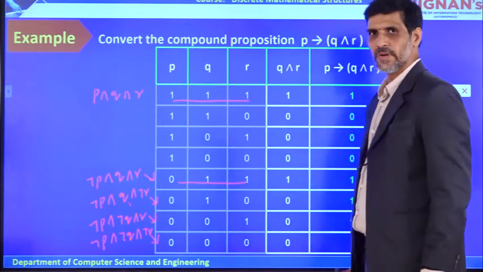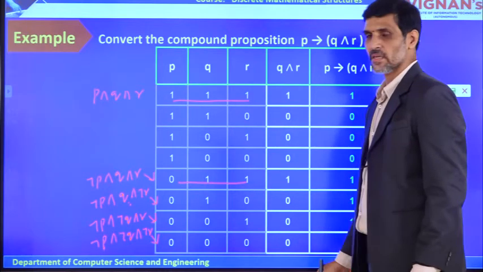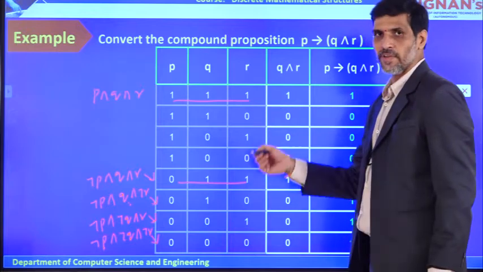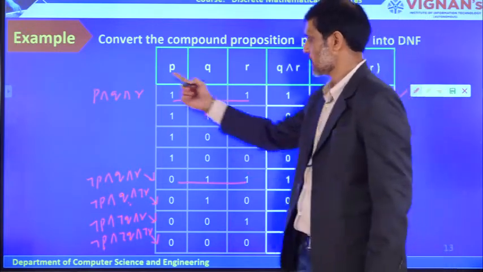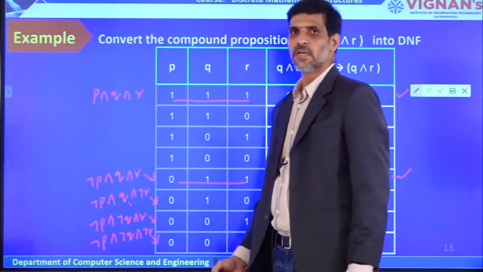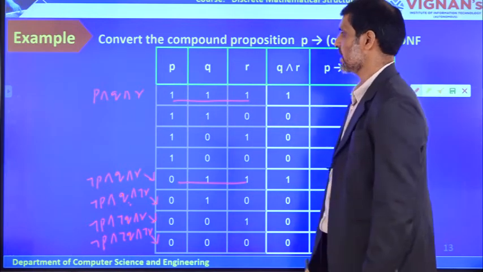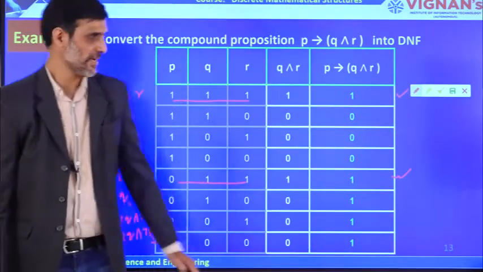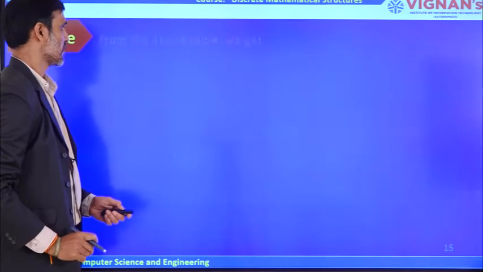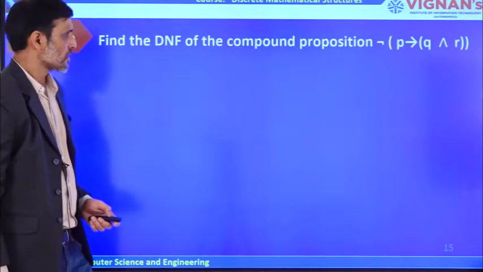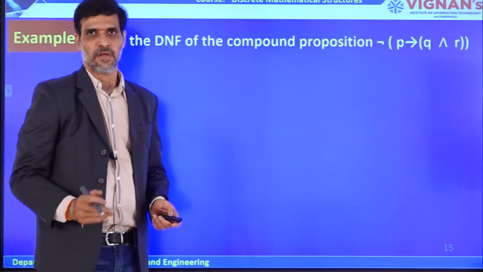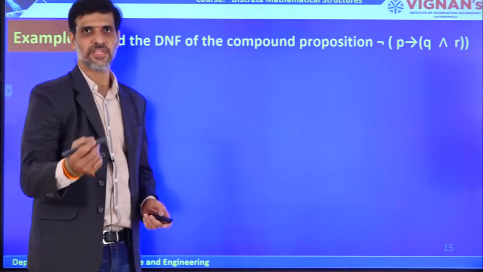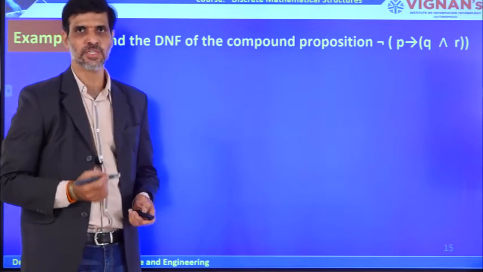Once we get these 5 assignments, you have to take the disjunctive normal form. How do we get that? By taking the disjunction of all these min terms, you will get the disjunctive normal form. So this is how you will get it. Now we have discussed how to convert the given compound proposition into disjunctive normal form using the truth table method.